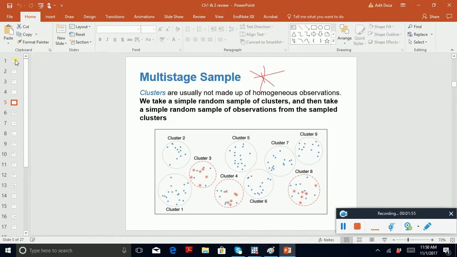And multi-stage sample is that we take a simple random sample of clusters and then take a simple random sample of observations from the sampled clusters. Okay? And again, clusters are not made up of homogeneous observations. Some of you wrote they are made up of homogeneous observations. That's actually not true. Right? So that's for question 2, which had 9 points. Each part had 3 points: cluster, stratification, and the multi-stage sampling.